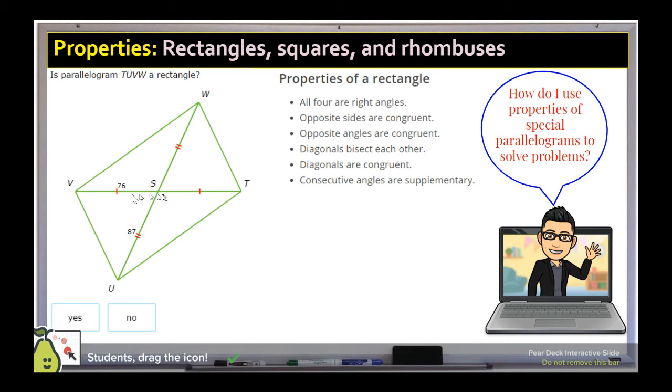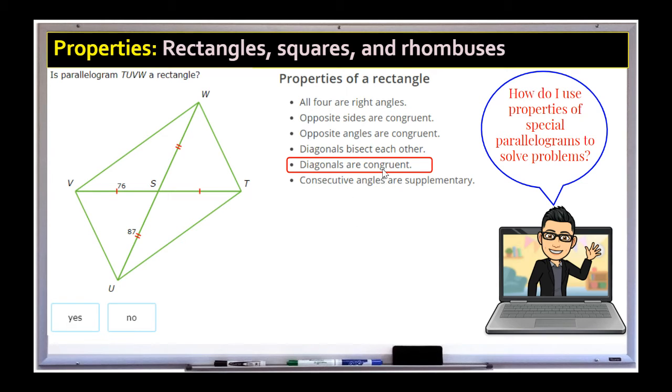So this looks like it bisects, but the definition for a rectangle, remember, is four right angles. That's the very first thing that we looked at, right? Diagonals are also congruent, but in this case, the diagonals are not congruent because these pieces should be equal to each other, right? So this is not a rectangle, okay? So you've got to review your properties to disprove it. If it is the correct shape, it should meet all the properties, okay?